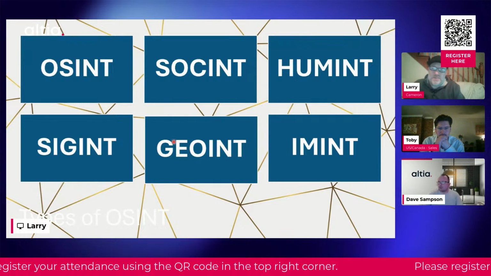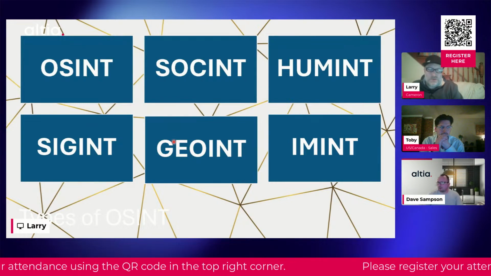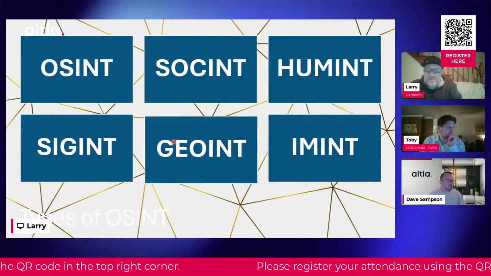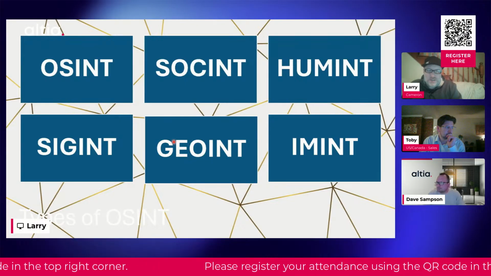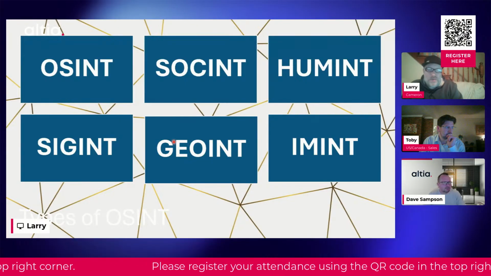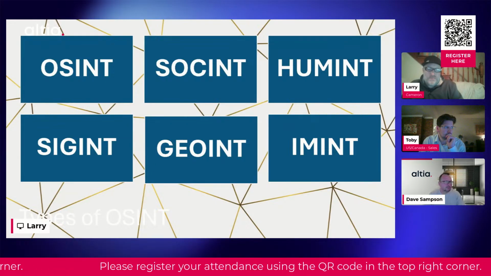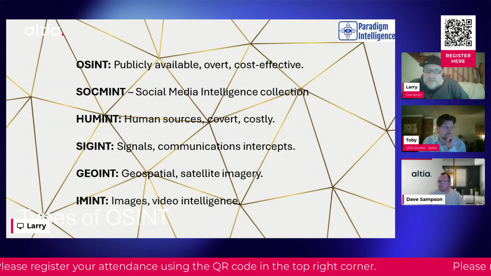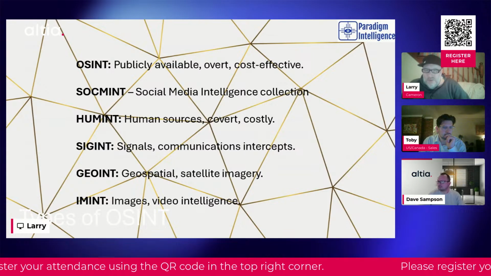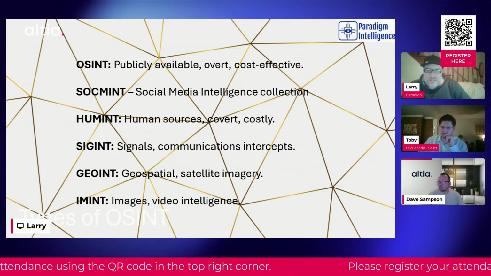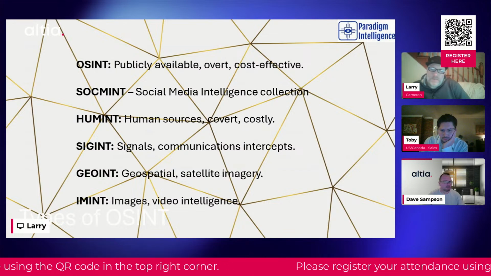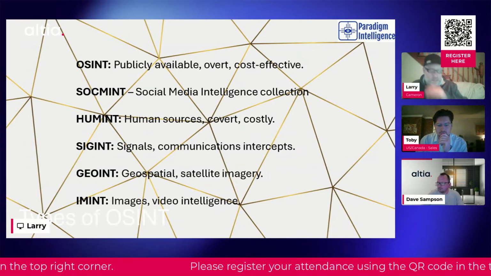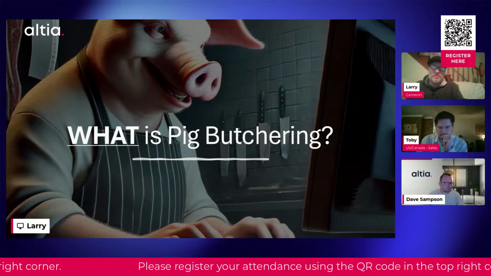And there's different types of intelligence: OSINT, SOCINT, which is social media; human intelligence, that's boots on the ground; signals intelligence, geospatial intelligence; and image intelligence. Lots of different intelligence. So here's a breakdown of them: SOCMINT, social media; human intelligence, human sources, covert, very costly; signals intelligence, communication intercepts; geointelligence, so geospatial, satellite imagery; and obviously the image and video intelligence.